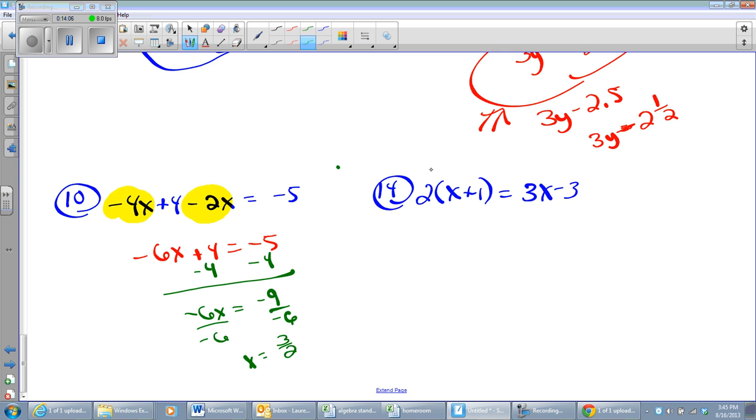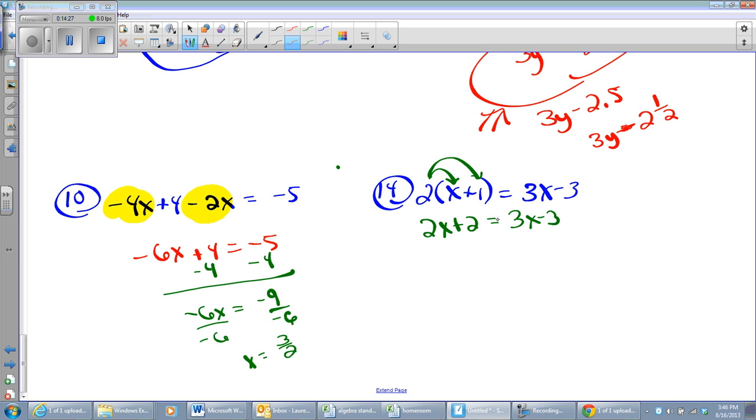The problem 14, I have to distribute first, and I'll get 2x plus 2. That'll equal 3x minus 3. Now, the x's are not on the same side of the equal sign, so therefore, I cannot combine them. I can't combine like terms through an equal sign.